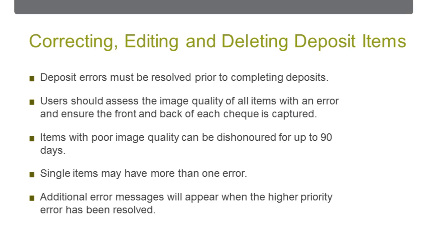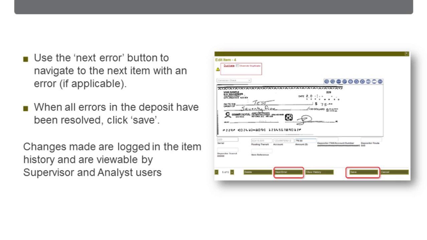It's possible that more than one error condition will apply to a single item. The additional error message will appear when the higher priority error has been resolved. The Next Error button can be used to navigate to the next item in the deposit with a recognized error if applicable. When the last error in the deposit has been resolved, click the Save button.